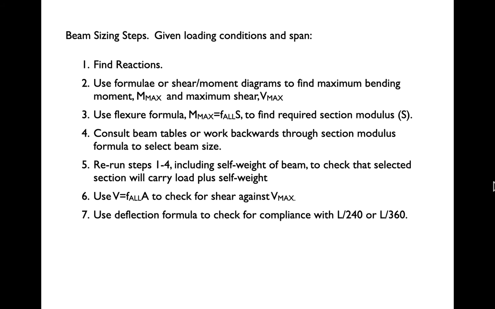And then we'll go through steps 1 through 4 again, including the self-weight of the beam, which will be a distributed load that will be the weight of the beam per linear foot times its length in feet. So we have to throw the dead load of the beam back into the equation, run the calculations again, and see if it works. If it does work in bending, then we'll check in shear. We'll use the allowable stress of a material in shear, multiply that by the cross-sectional area, and see if the beam's capacity is equal to or greater than the load that we're putting on it.